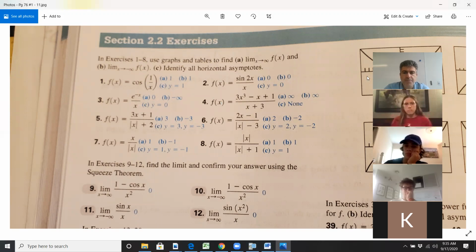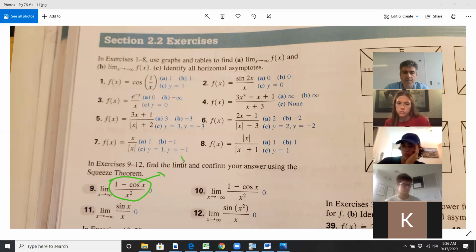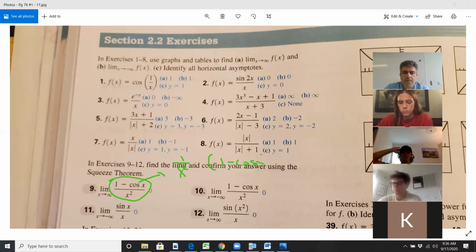For number 9, find the limit, confirm your answer using the squeeze theorem. Okay, so let's use the squeeze theorem for number 9 and for number 11. And the squeeze theorem can apply even when x is approaching positive or negative infinity. So in this case, let's dissect this one. Number 9, I would write it like this: 1 over x squared times 1 minus cos x.